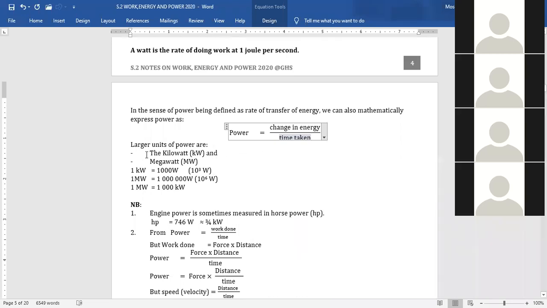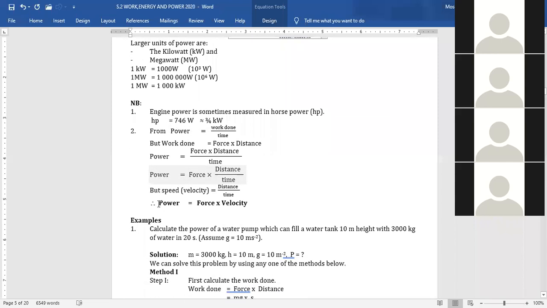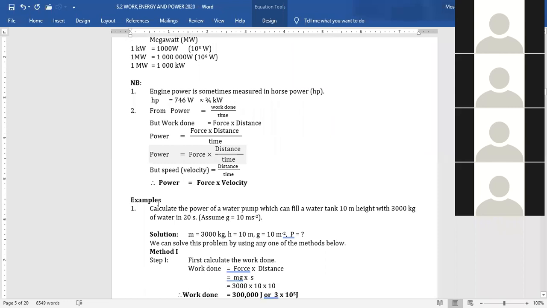Then we have the different conversions. I'm not going to waste time with those conversions. You can do the conversions of words and so on by yourselves. That one we shall look at as we look at the questions.